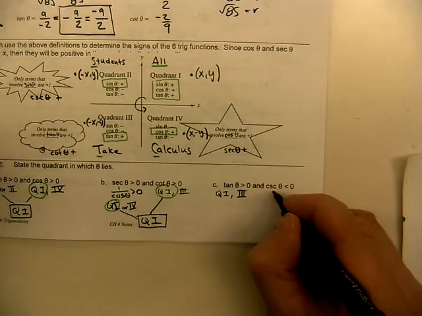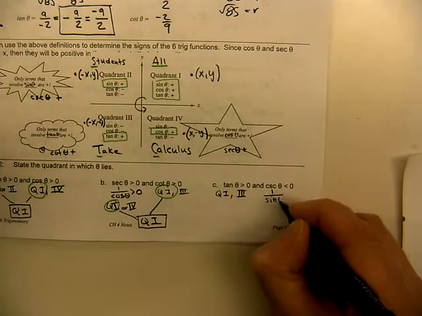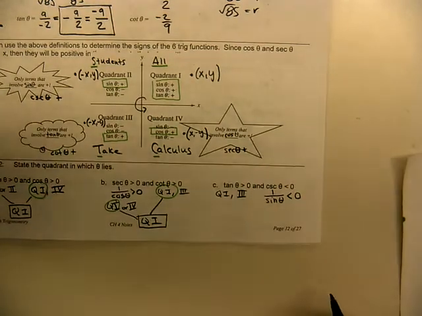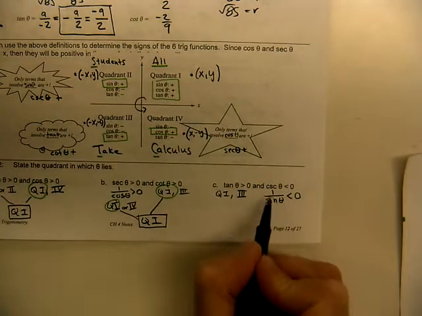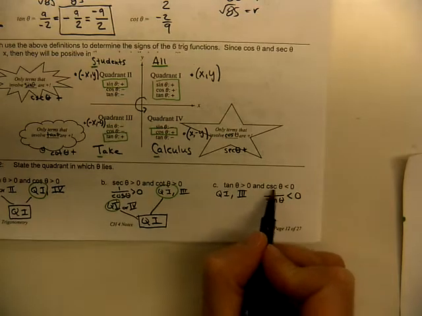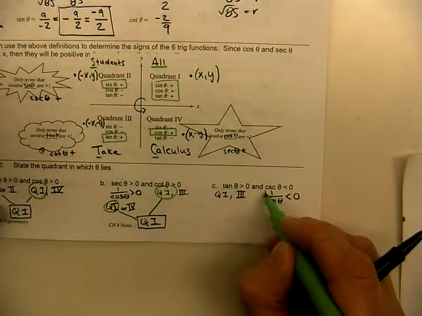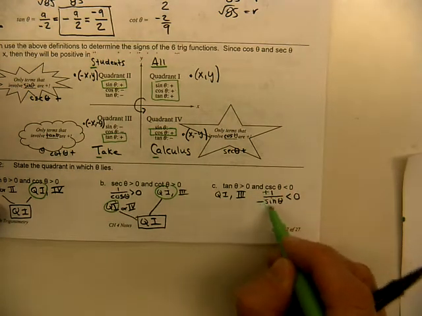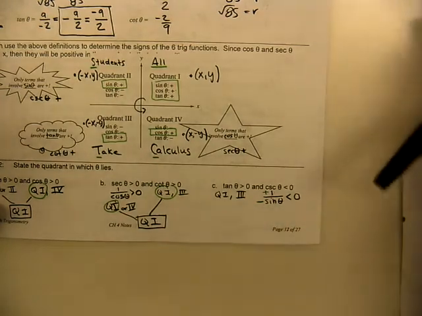Cosecant is the reciprocal of sine. So think of it this way. 1 over sine theta. This has to be negative. All right. Well, if my fraction has to be negative, let's think about the numerator and the denominator. You can see the numerator is already a 1. That implies it's a positive 1. Therefore, the denominator must be negative in order to make the whole fraction less than 0. So that tells me my sign is negative.